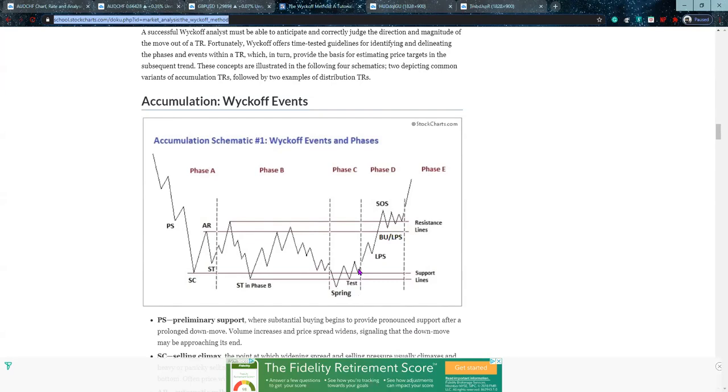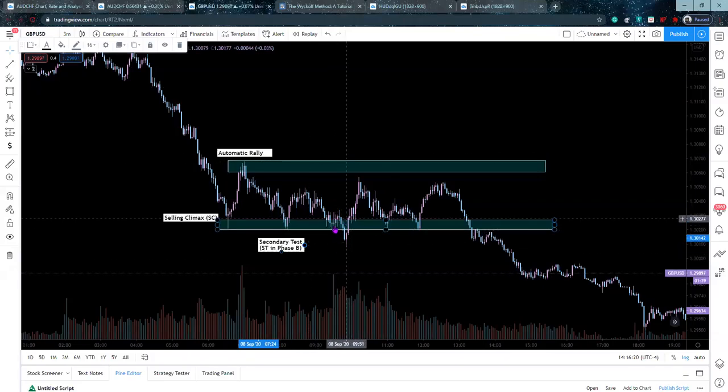It's a fake accumulation, right? And that fake accumulation has been painted by the banks before. I've seen it happen many times. So we have the spring right here.